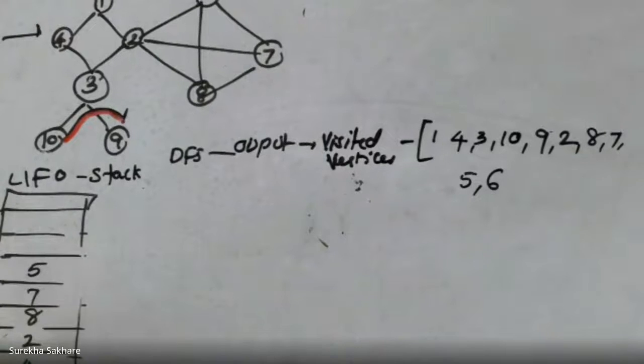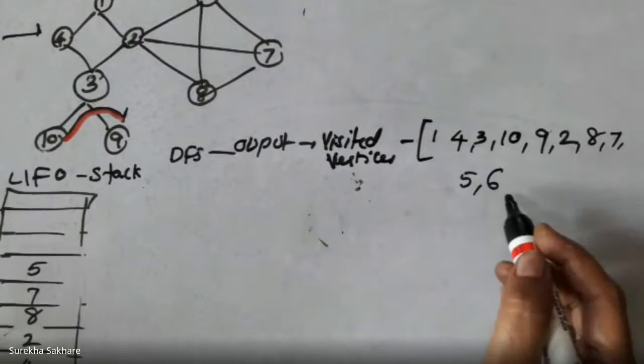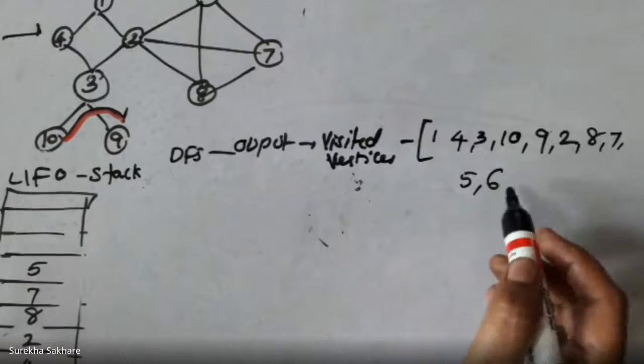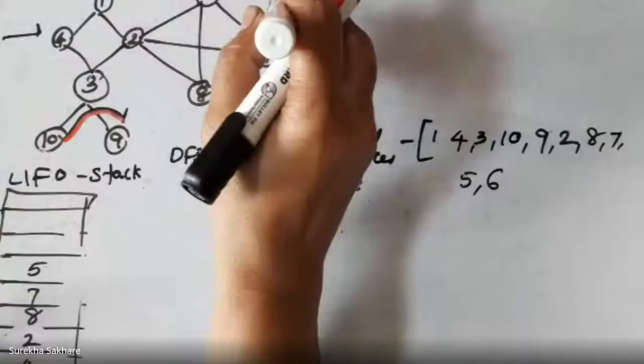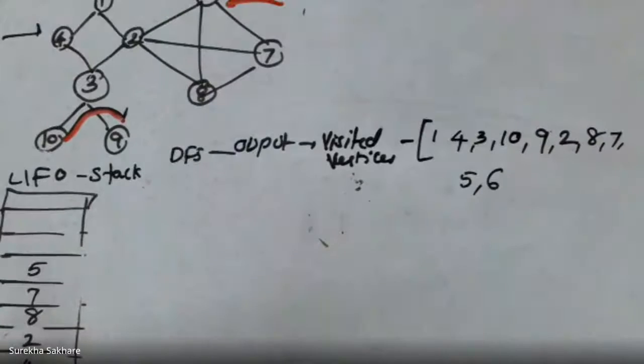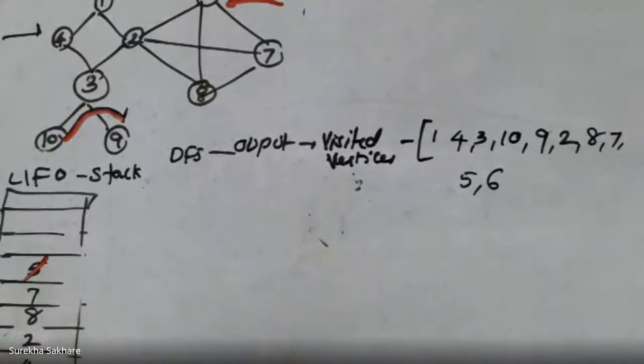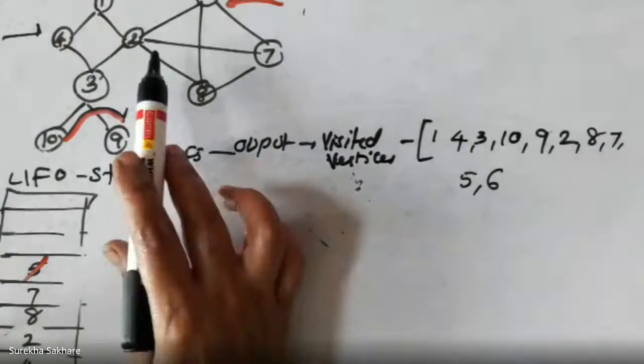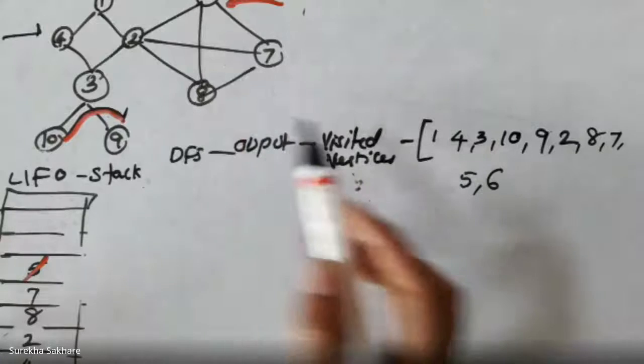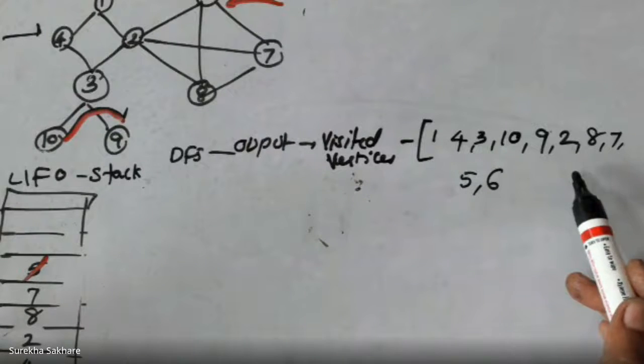Now I'll come back. Because there is nothing to explore, I come back. So when I'm coming back, I will try to explore this 5. Now I see what are the different adjacencies to be visited: 2, 7, 8, but all are present here. So there is no need of further exploring. So I will remove that 5.